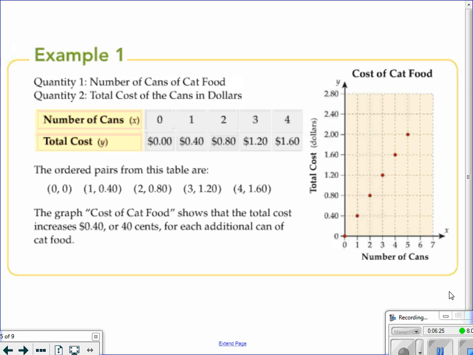All right, keep going here. This slide, again, is just an example of that cat food problem we just went through. So if that's something you'd like to take a look at a little further, you can do that.